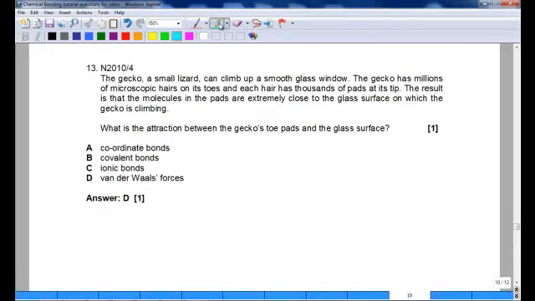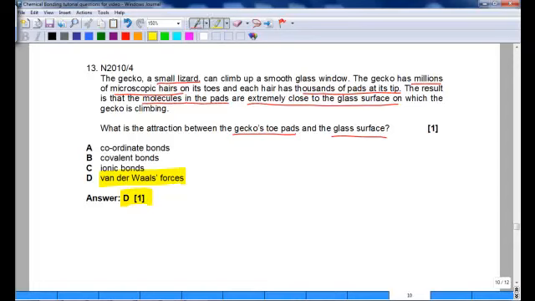Okay, for question 13, actually it is a rather logical question. So why is it logical? Let's take a look. They tell you that this small lizard can climb a smooth glass window and it has millions of microscopic hairs on its toes, and each hair has thousands of pads on its tips. And the result is that the molecules in the pads are extremely close to the glass surface on which the gecko is climbing. So what is the attraction between the gecko's toe pads and the glass surface? Well, if you look at the options, it is very obvious that the answer is van der Waals forces.